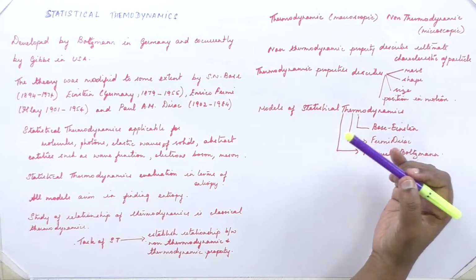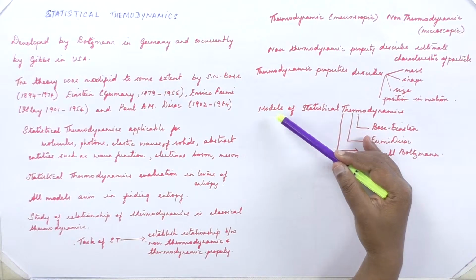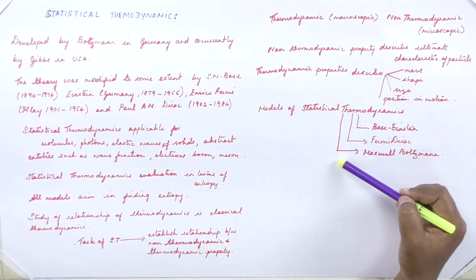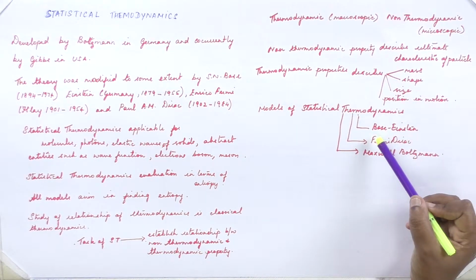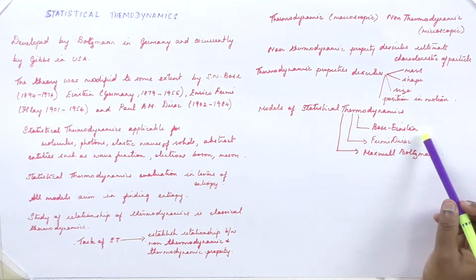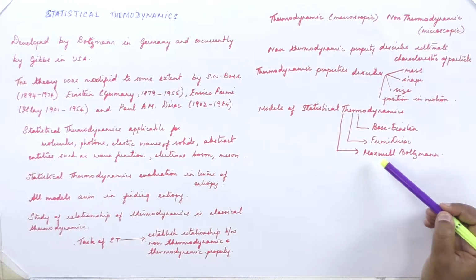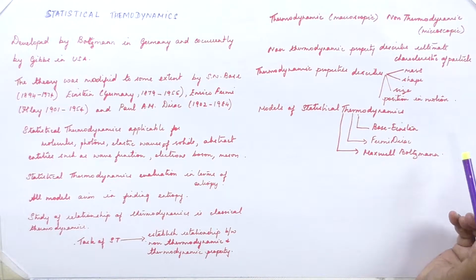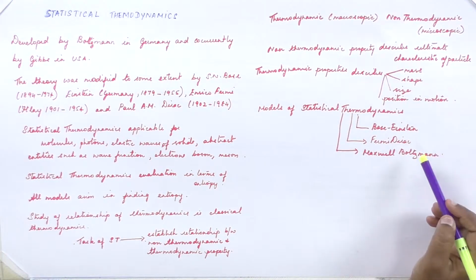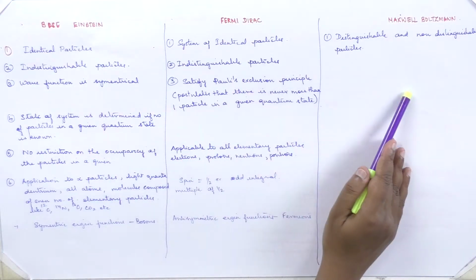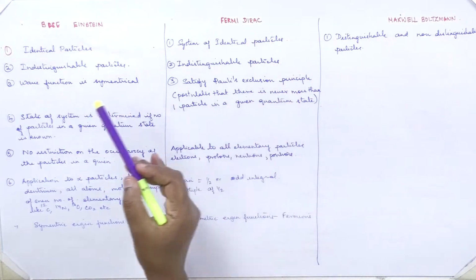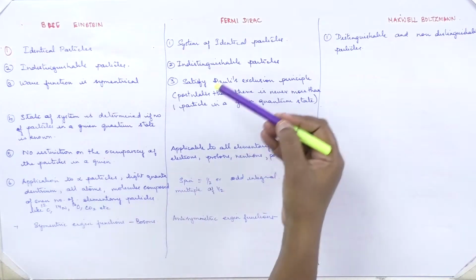There are different models of how statistical thermodynamics is defined. The main models are of three types. One is the Bose-Einstein model, the second is the Fermi-Dirac model, and the third is the Maxwell-Boltzmann model. Now we will see the differences between all three models, and some of the properties are discussed here.